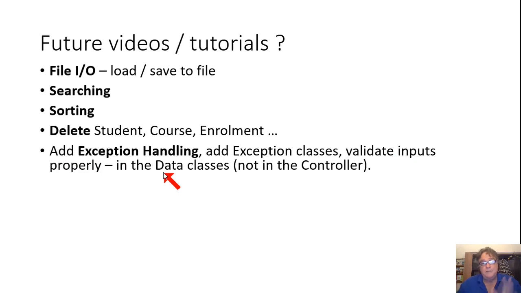So we could actually make our code better by moving the validation where it should have been all along into the data class, because it knows about the data, it's responsible for the data. What's a valid student? Only the student class should know. The controller class shouldn't know. The GUI class, the user interface class shouldn't know.